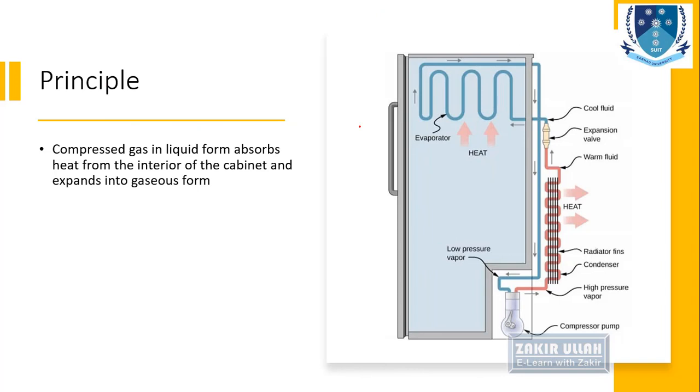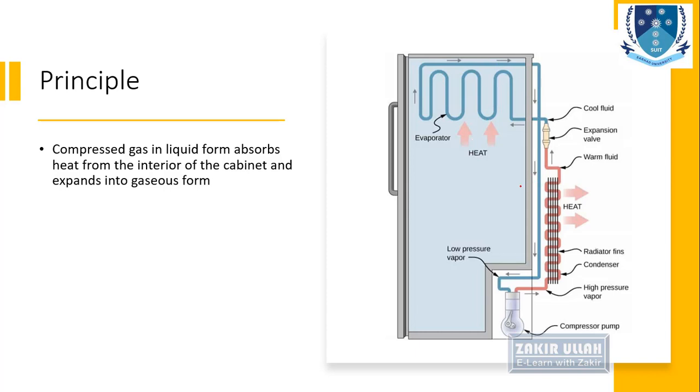Initially, the compressed gas in liquid form absorbs heat from the interior of the cabinet and expands into a gaseous form. This is the area where compressed gas is present, and this gas is initially in liquid form. So the heat is absorbed by this gas, and it is converted into gaseous form. Initially it was liquid, and then it is converted into gaseous form after absorbing the heat from the chamber.